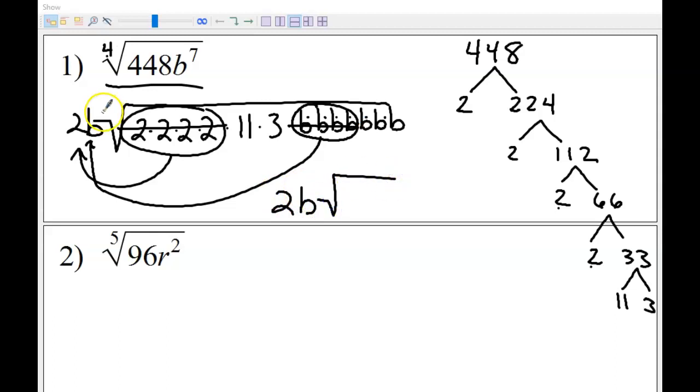Don't forget, by the way, like I just did, don't forget to put your little 4 there, okay? What's left on the inside? 11. Okay, so I'm going to put those all together. What would it be? 33. 11 times 3. 33 B's cubed. There you go.